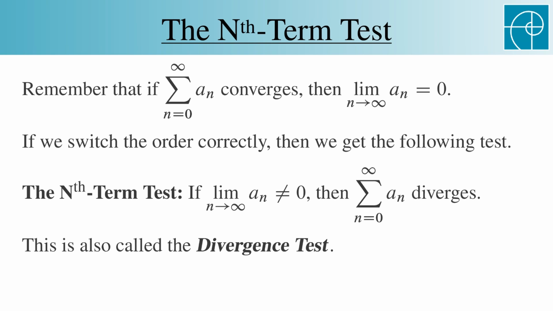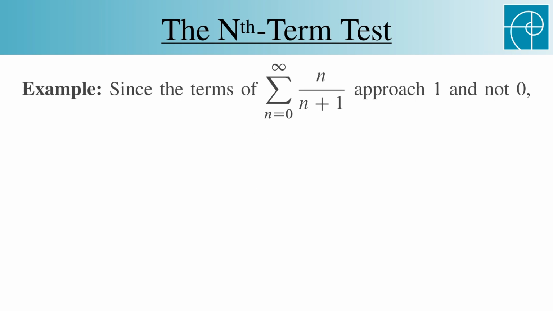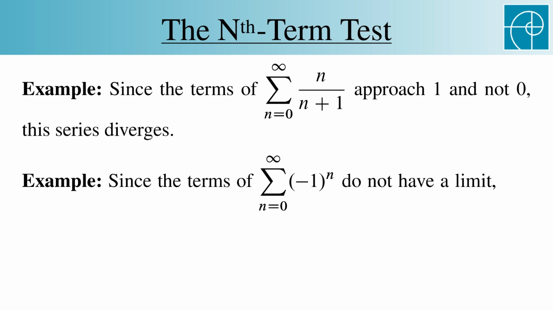Let's look at two examples. Since the terms of this series approach 1 and not 0, the series diverges. Another example is this series, whose terms alternate between 1 and negative 1. In this case, the limit of the terms doesn't even exist, so it doesn't converge.